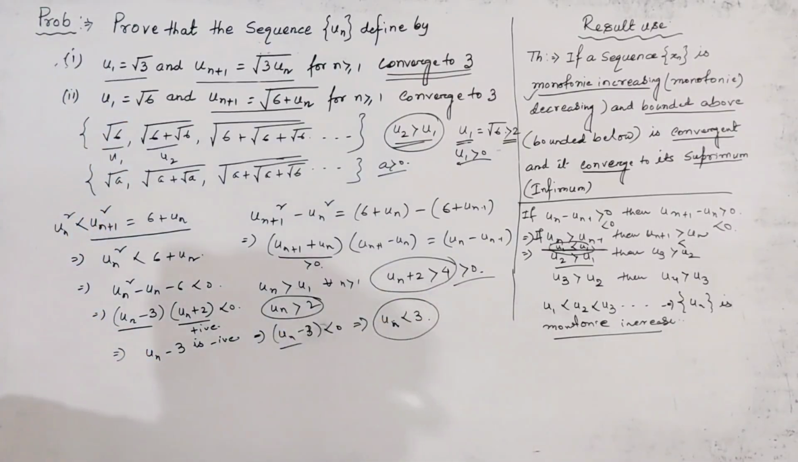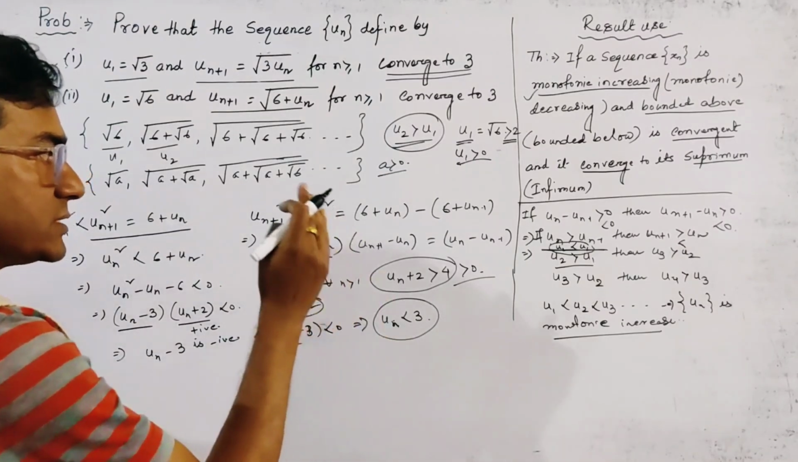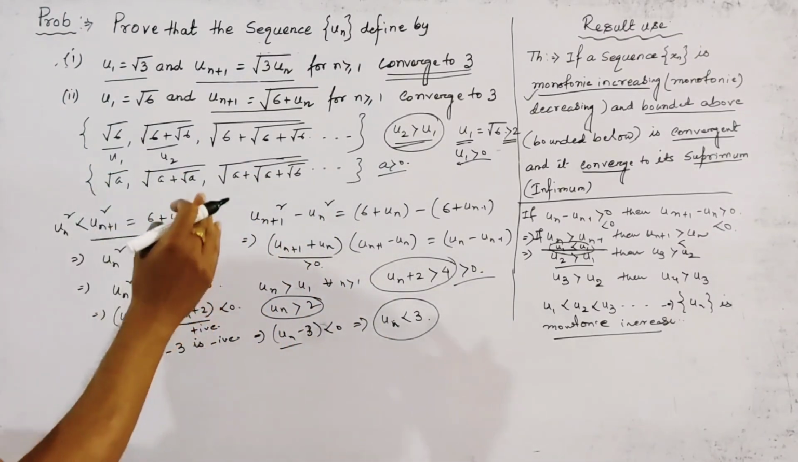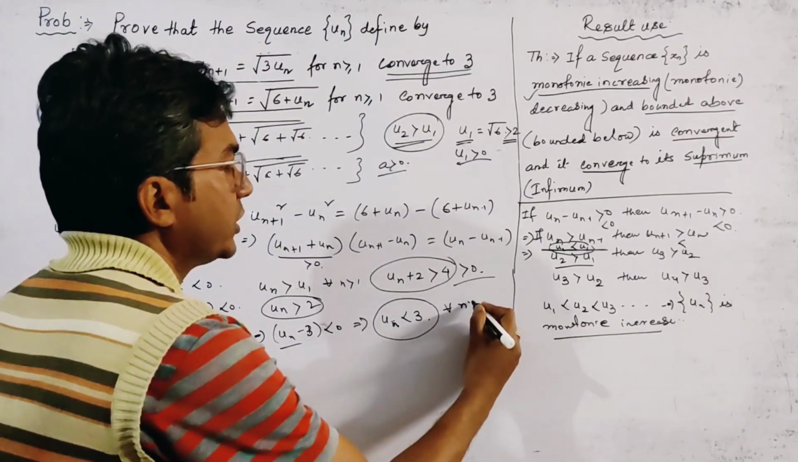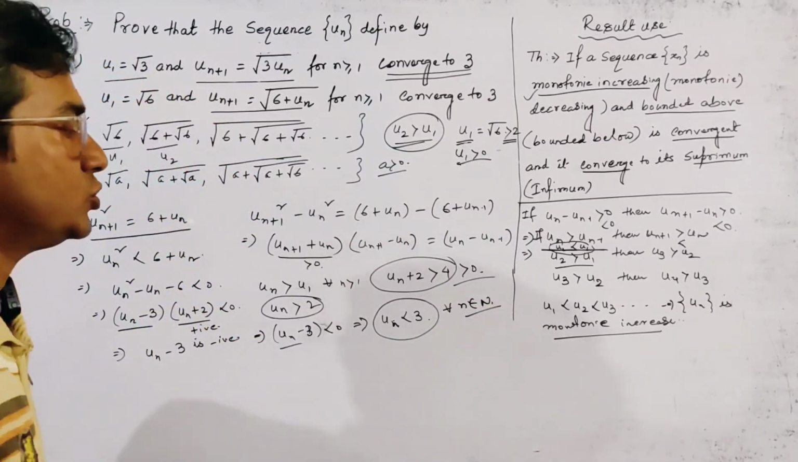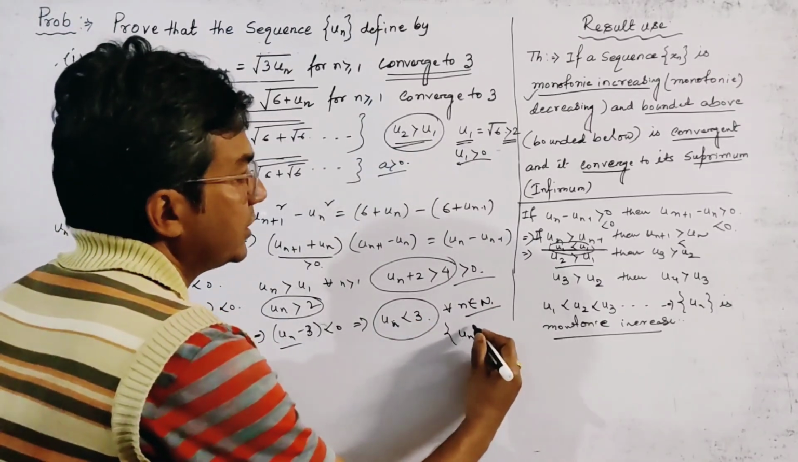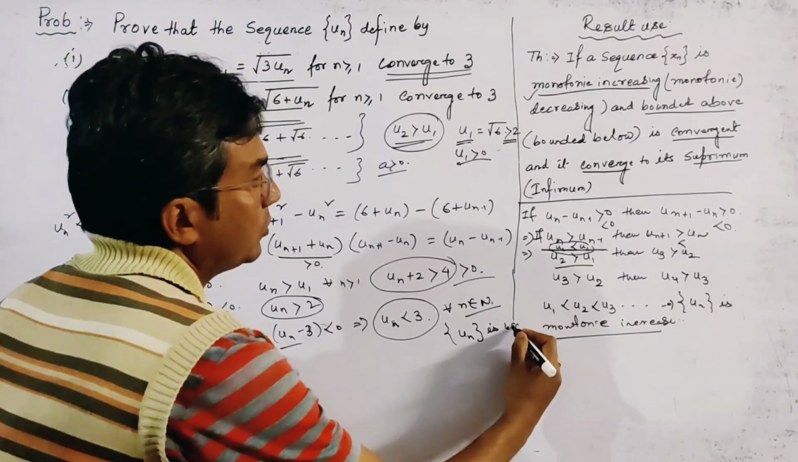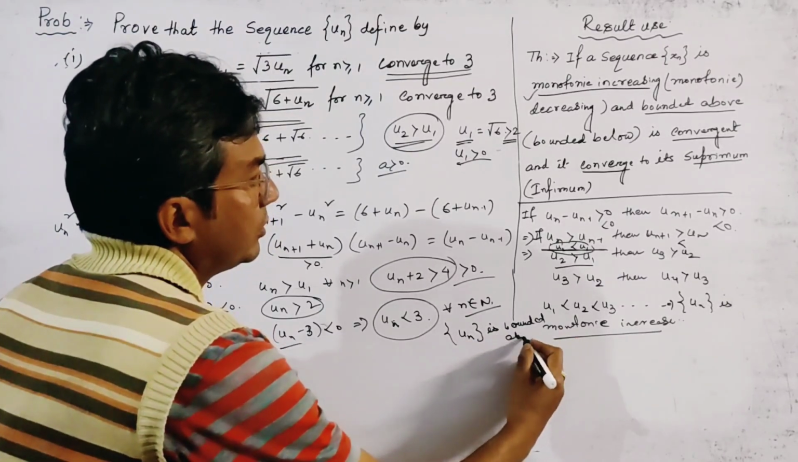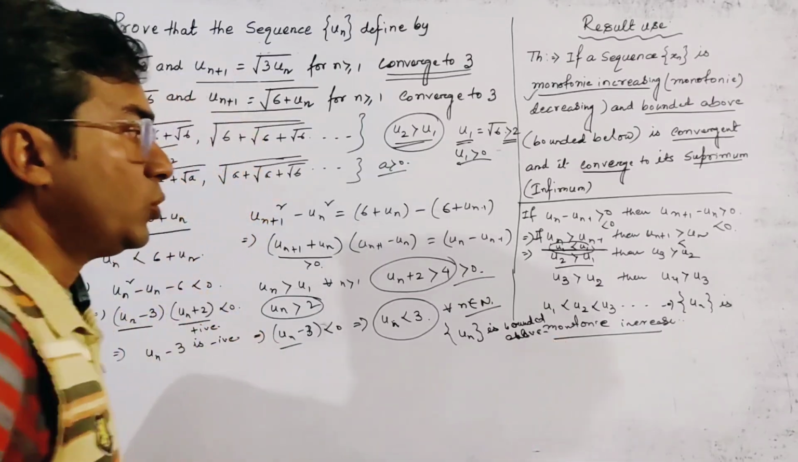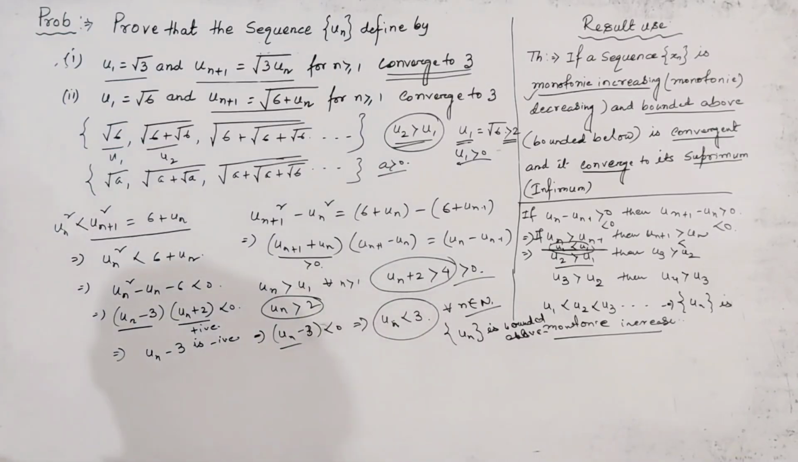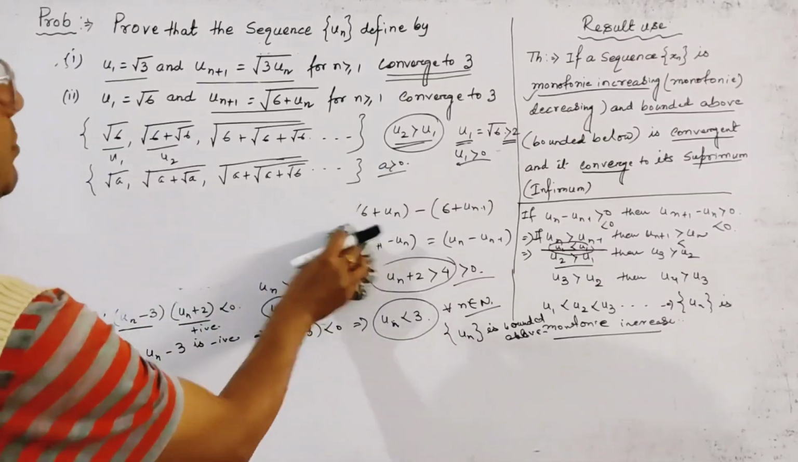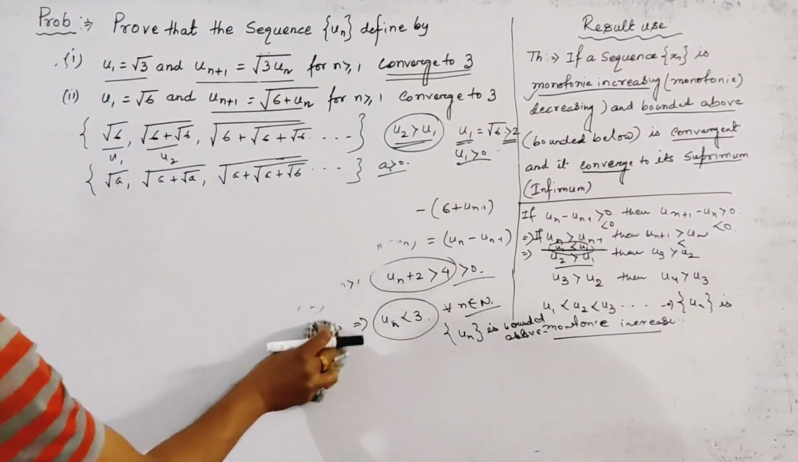And un less than 3 is the bounded above condition, because we get un less than 3 for all n belonging to capital N. So we say that the sequence un is bounded above. So from the two cases, this is monotonic increasing and bounded above. Now our aim is to find the limit of the sequence, or the limit of convergence.